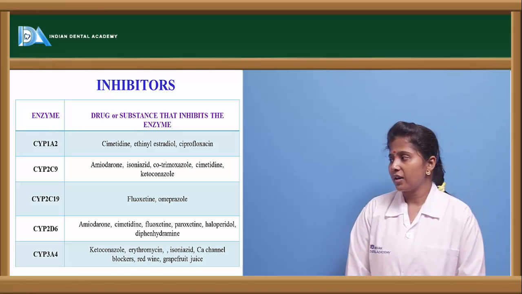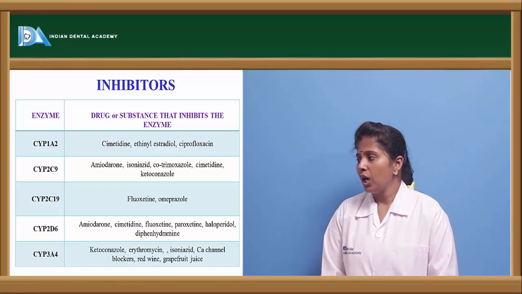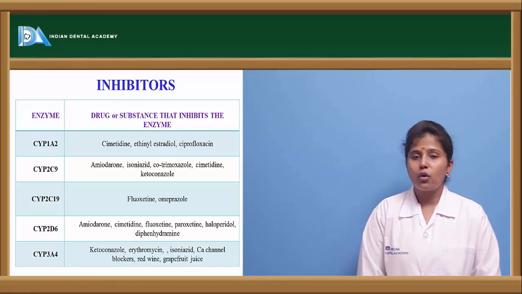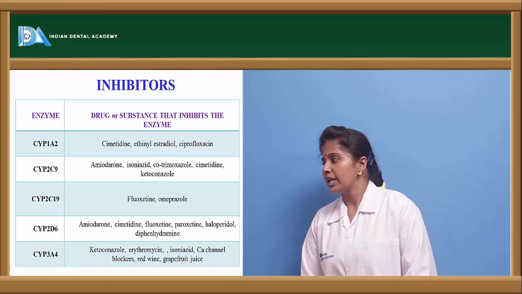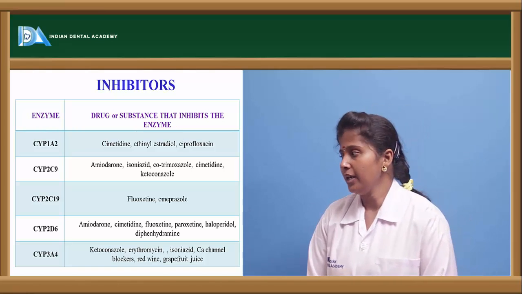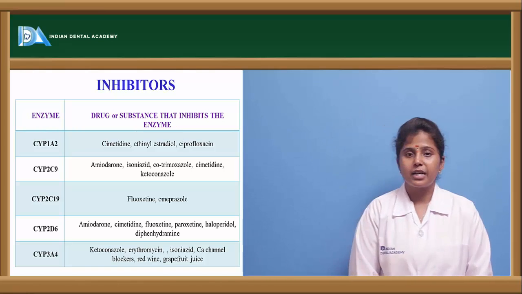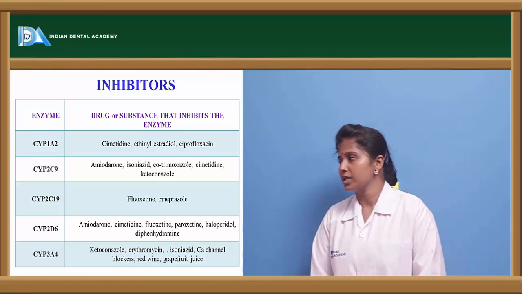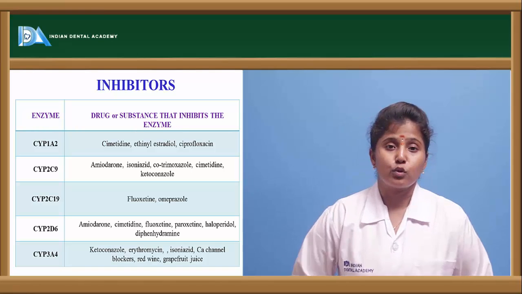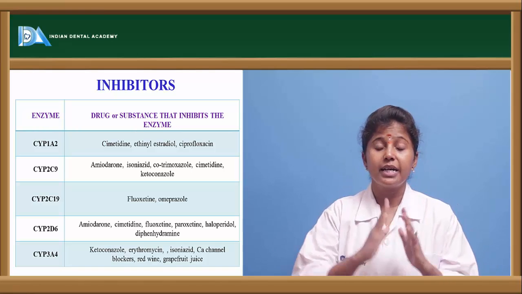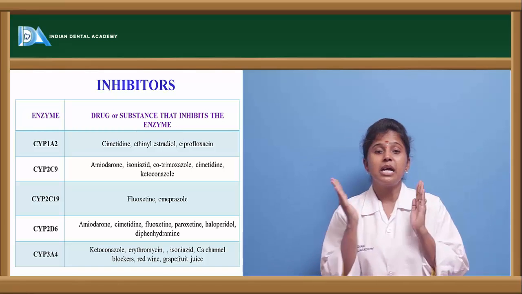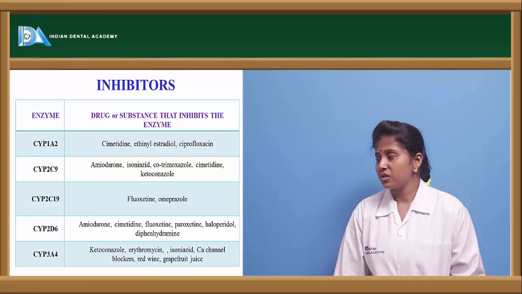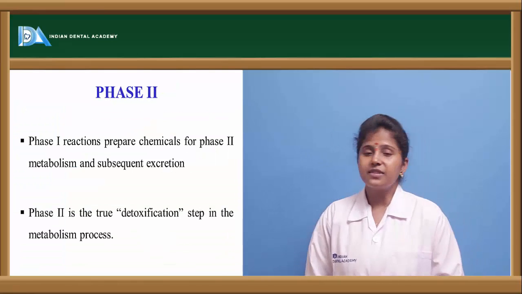2C19 inhibitors are fluoxetine and omeprazole. 2D6 inhibitors are amiodarone, cimetidine, fluoxetine, paroxetine, haloperidol and diphenhydramine. And 3A4 inhibitors are ketoconazole, erythromycin, isoniazid, calcium channel blockers, red wine and grapefruit juice. So these enzymes are inhibited, and these enzymes either may be inhibited or their action may be potentiated by various drugs. The other one is phase 2 reaction.